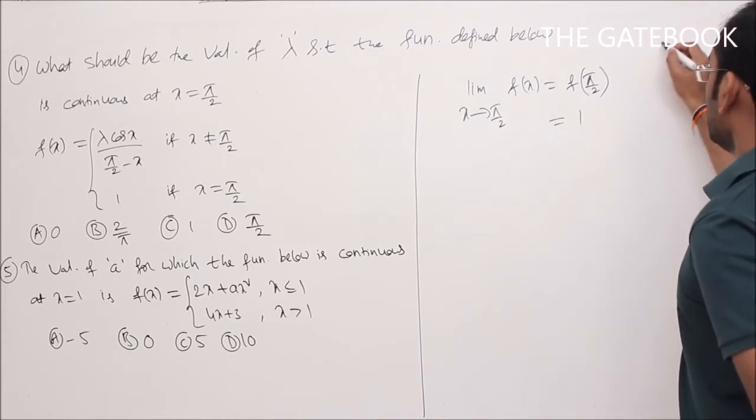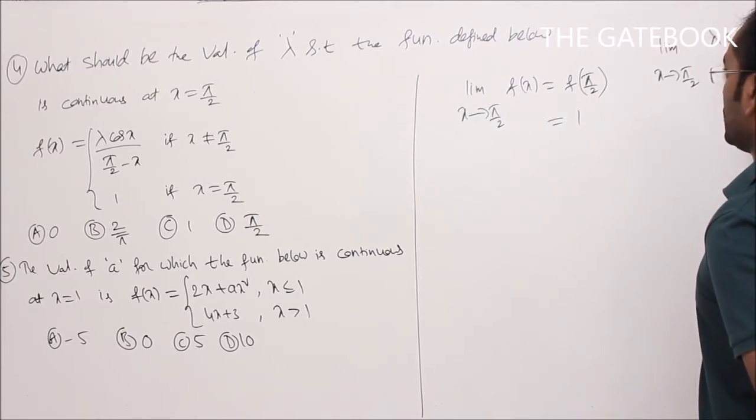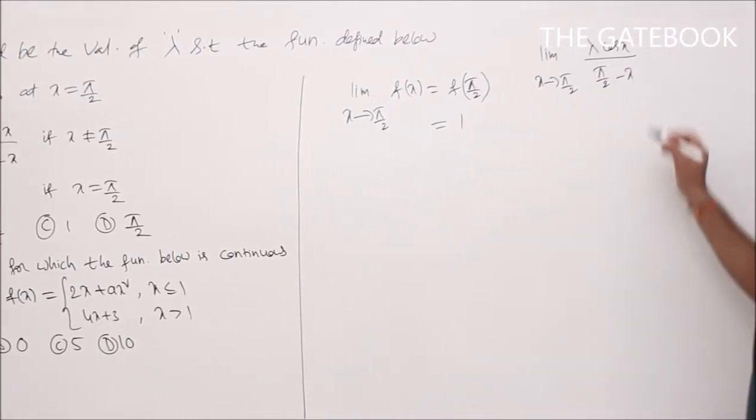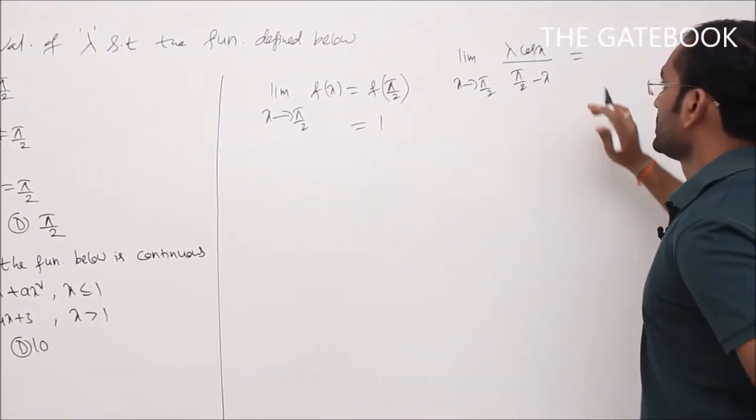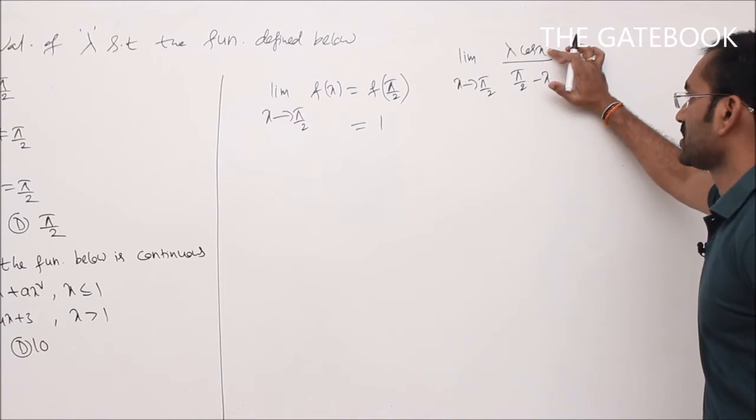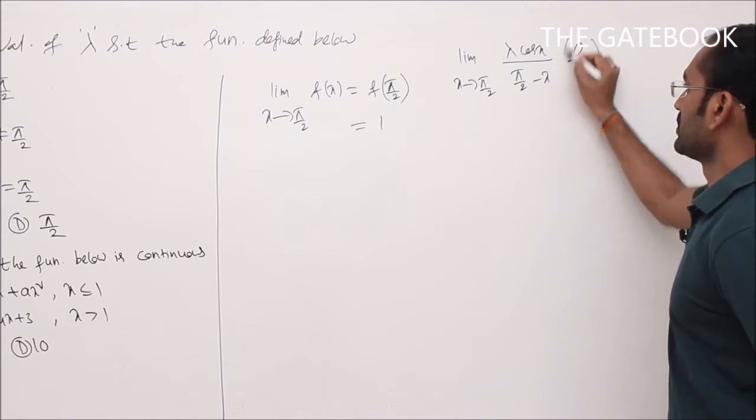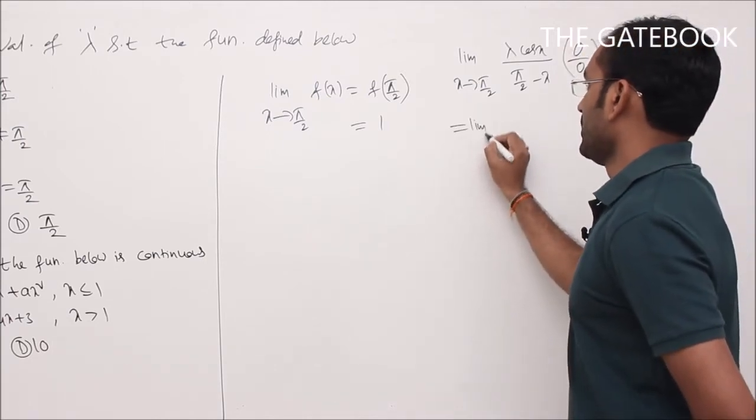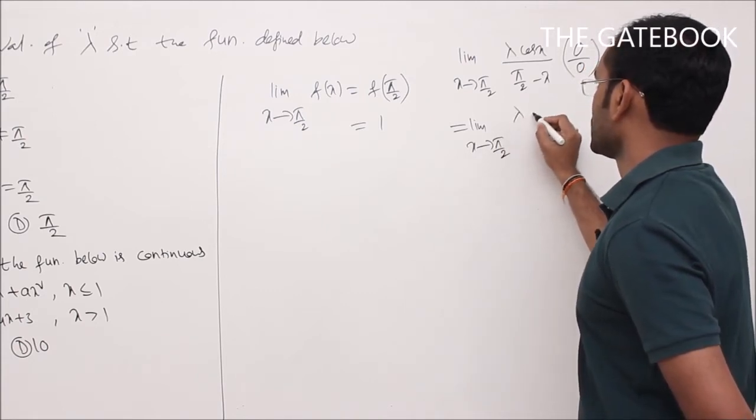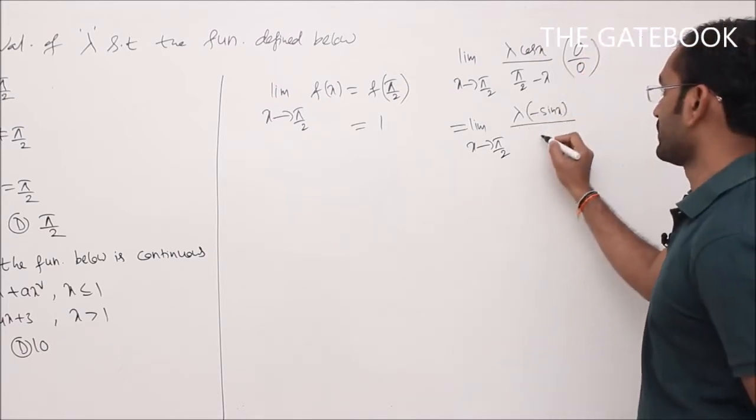It implies limit x tends to pi by 2 of f of x is lambda cos x by (pi by 2 minus x). Finding the limit value: if we replace x with pi by 2, lambda into cos pi by 2, cos pi by 2 is 0, and pi by 2 minus pi by 2 is 0, so we get a 0 by 0 form. So we have to go for L'Hopital's rule. Limit x tends to pi by 2, derivative of lambda cos x is lambda into derivative of cos x, lambda is constant, minus sin x, by derivative of pi by 2 minus x, which is minus 1.